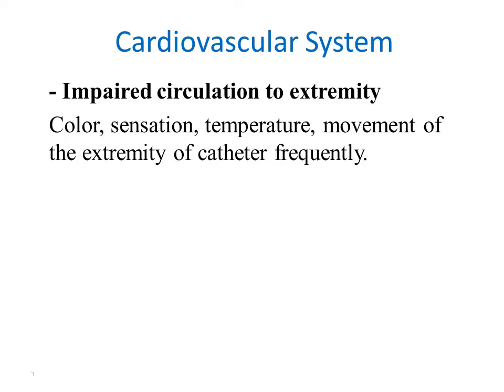Impaired circulation to the extremity. We have to assess the color, like pale color, sensation, and temperature, is it cold? Sensation, if the patient is able to sense using his or her hand, the movement of the extremity, frequently. All of these things should be taken in consideration to assess the circulation where the catheter is inserted.